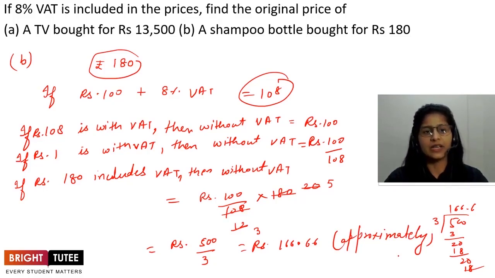Clear? So what we did, we considered rupees 100 without VAT, and if we include 8% in it, then 108 is the price including the VAT. Now if 108 is with VAT, then without VAT it is rupees 100. Then for 1 we calculated, right, and then for rupees 180 we are calculating. So after solving, we are getting the answer as 166.66. That is the amount without VAT. Clear?